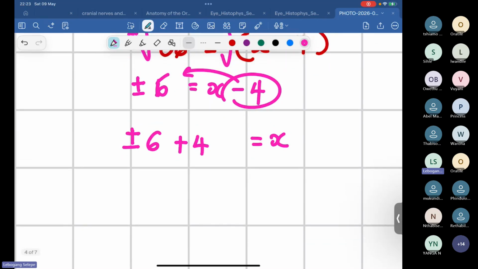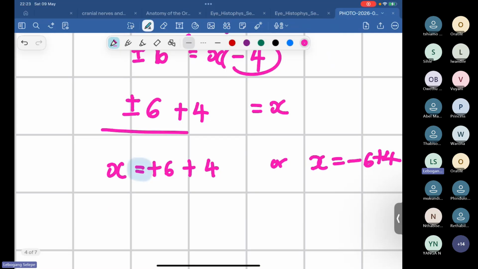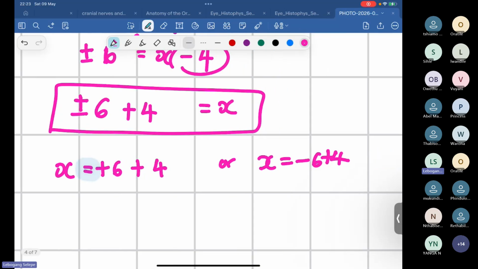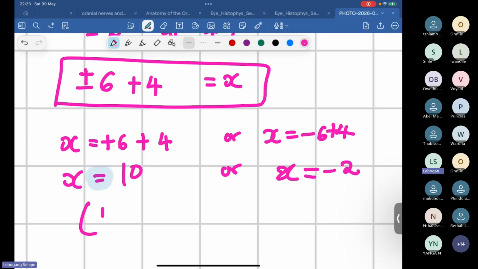So what is this saying to us? This is saying x can be positive 6 plus 4, or x can be negative 6 plus 4, because remember, you have a negative and a positive 6. So when we read this entire thing, it's telling you that x is equal to positive 6 plus 4, or it's equal to negative 6 plus 4, which would have been x equals 10, or x is equal to negative 2. And our x-intercept would have been (10; 0), and this one would have been (-2; 0), like that.